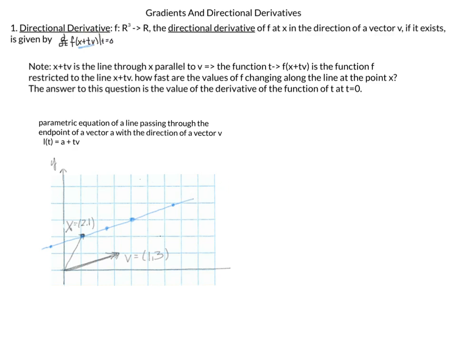Okay, and the question is now, how fast are the values of f changing along the line at the point x? And the answer would be the derivative. That's how fast they're changing. And so the answer is the derivative at t equals 0, because you want it to be at this point, right? You don't want it to be at one of the other points, so at t equals 0. So this is the idea of the directional derivative. If we're looking at x, we want to know how fast we're changing in this direction v.